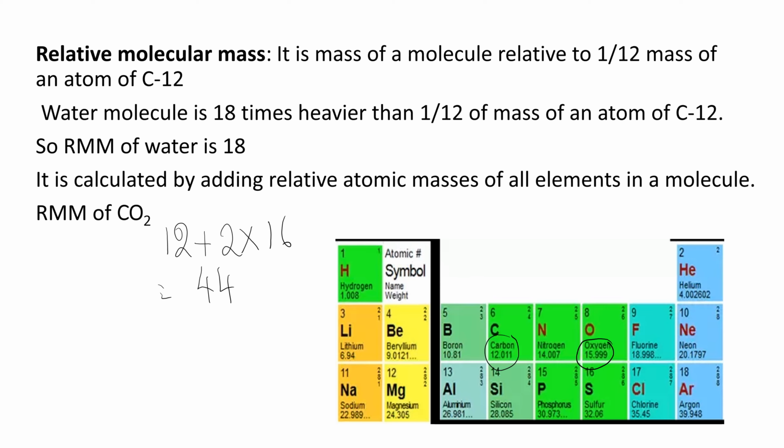We can also calculate relative molecular mass of ammonia. From periodic table again we see nitrogen has a relative atomic mass of 14. So 14 plus 3 times 1, as relative atomic mass of hydrogen is 1. So this gives 17. So ammonia has a relative molecular mass of 17.